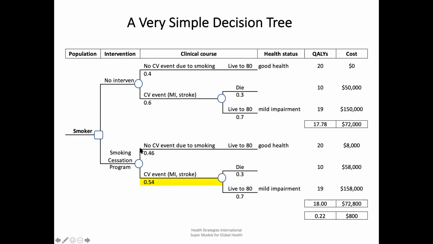In that case, you reduce your risk of a cardiovascular event from 60% up here to 54% here. So it's a 10% reduction. All of the other inputs are the same, but the results, of course, are now different because you have a different weighted average. And in addition, you've added the $8,000 cost of the smoking cessation program. Now, down here, you can see the expected QALYs is 18 instead of 17.78, so a small gain. And the expected cost goes up as well. 0.22 gain in QALYs, $800 gain in expected costs.